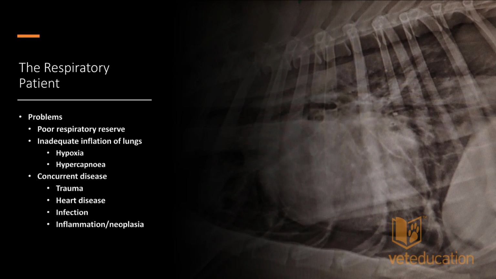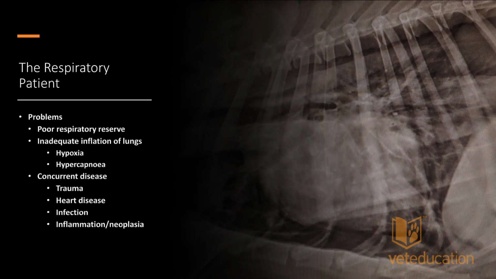Coupled with that, patients with respiratory disease might have trauma as a concurrent disease. They might have fractured limbs, bleeding, and so on. They may have heart disease. They may have infection or inflammation, neoplasia, if they've got aspiration pneumonia, for example. So these are the problems that we've identified.